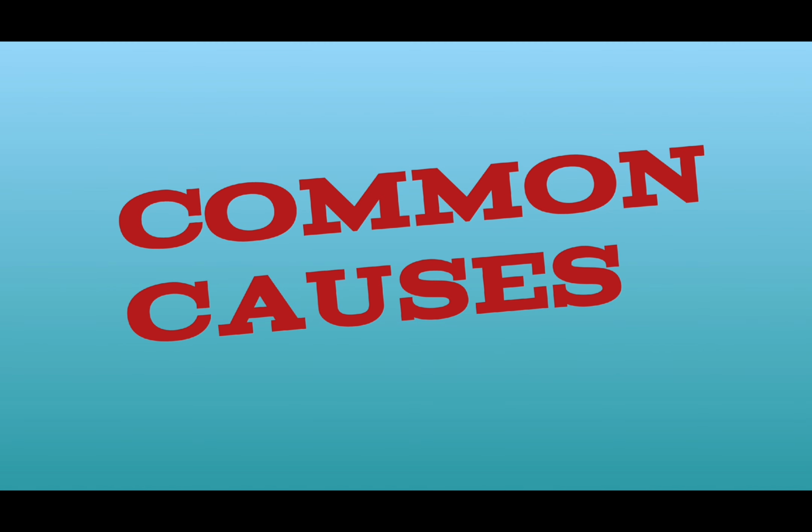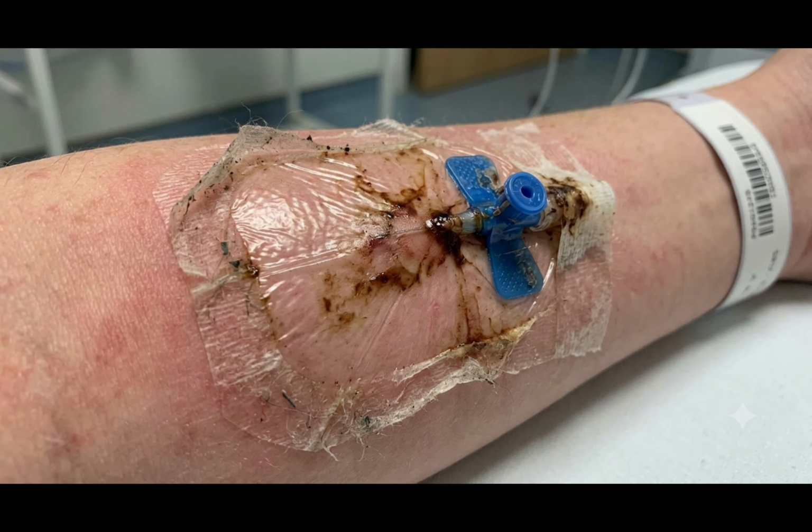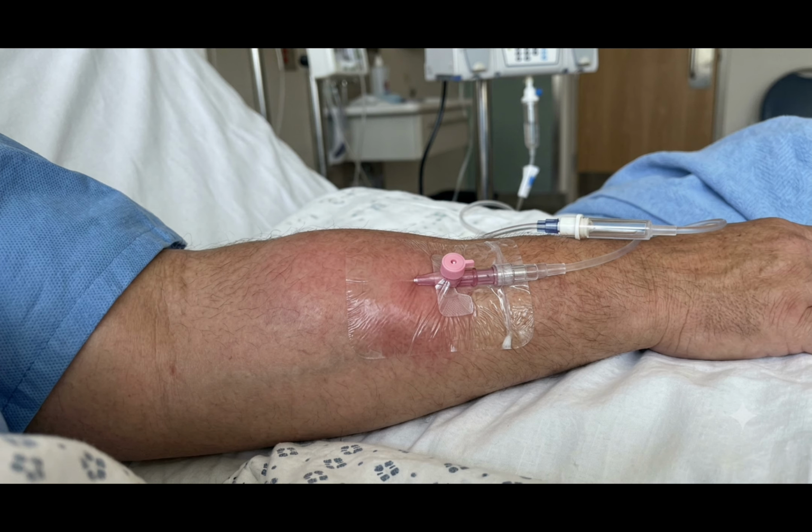Common causes of local infection. Common causes include poor hand hygiene before IV cannulation, failure to use proper aseptic technique during insertion, inadequate skin antisepsis before cannulation, contaminated IV equipment or dressings, loose, wet, or soiled dressings, frequent manipulation of the IV site without proper hand hygiene, prolonged cannula dwell time beyond hospital policy or clinical indication, immunocompromised patients, such as those with diabetes, cancer, or those receiving immunosuppressive therapy.